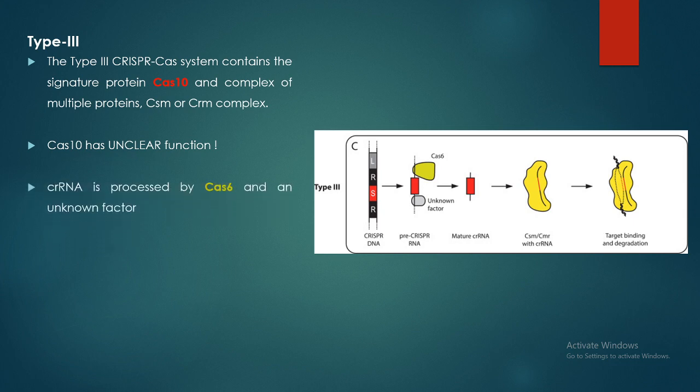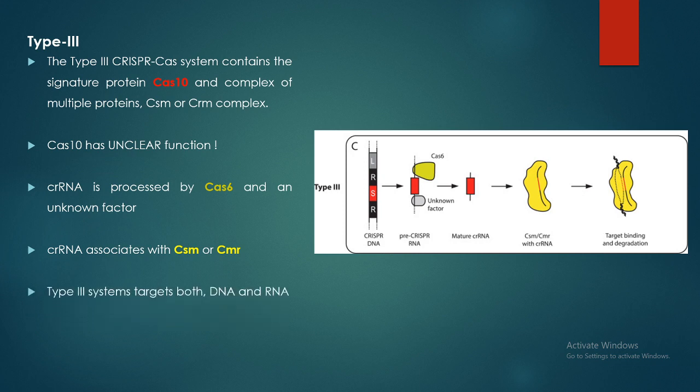Upon expression of a CRISPR RNA, it is matured by Cas6, an unknown factor, to form a mature CRISPR RNA, which in turn associates with Csm or Cmr depending upon the subtype of type 3, which in turn recruits Cas10 and degrades DNA as well as RNA. A point to be noted over here, unlike other systems which can only degrade DNA, a type 3 system can also degrade RNA.